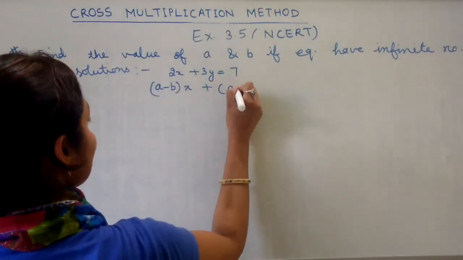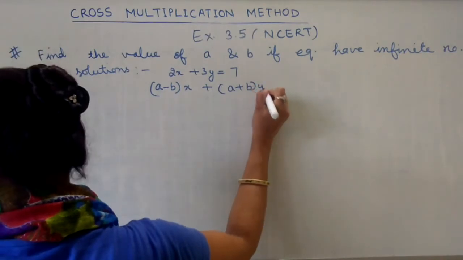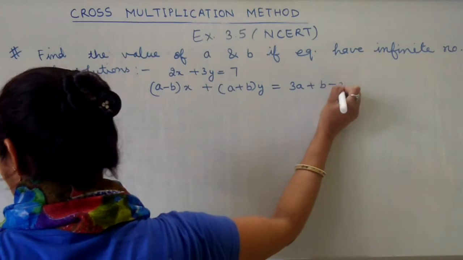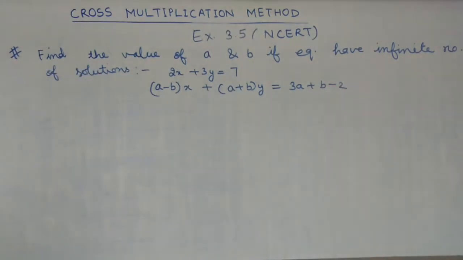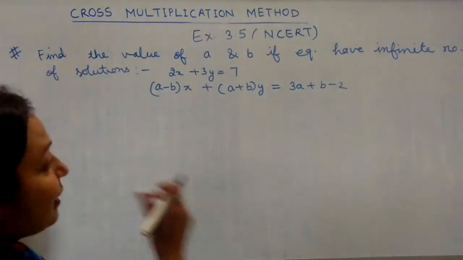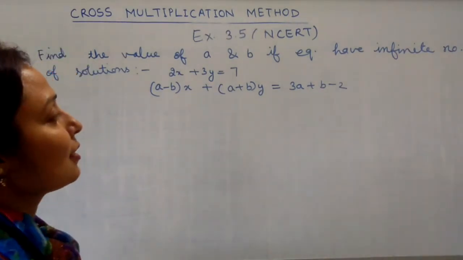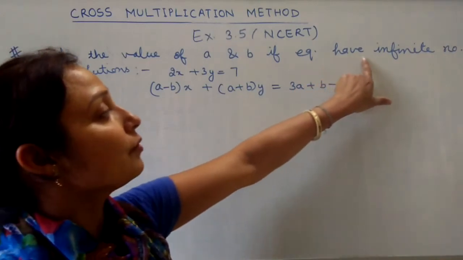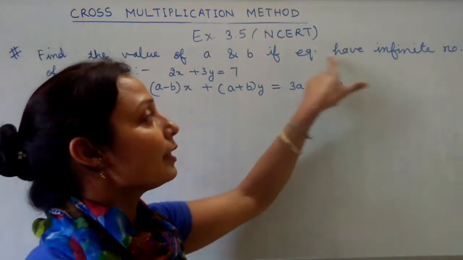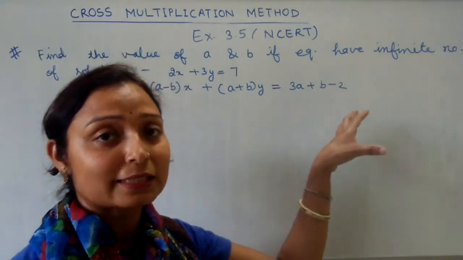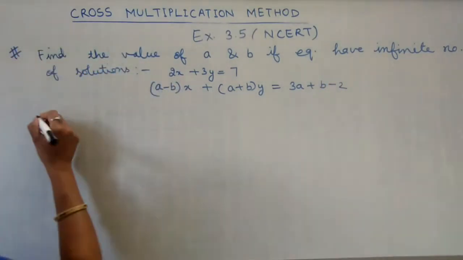(a minus b) into x plus (a plus b) into y is equal to 3a plus b minus 2. So this is the question. How can we solve it? You can use any method to solve this question. The condition is that you have to write the condition for equations having an infinite number of solutions. That means these are a consistent system of equations.